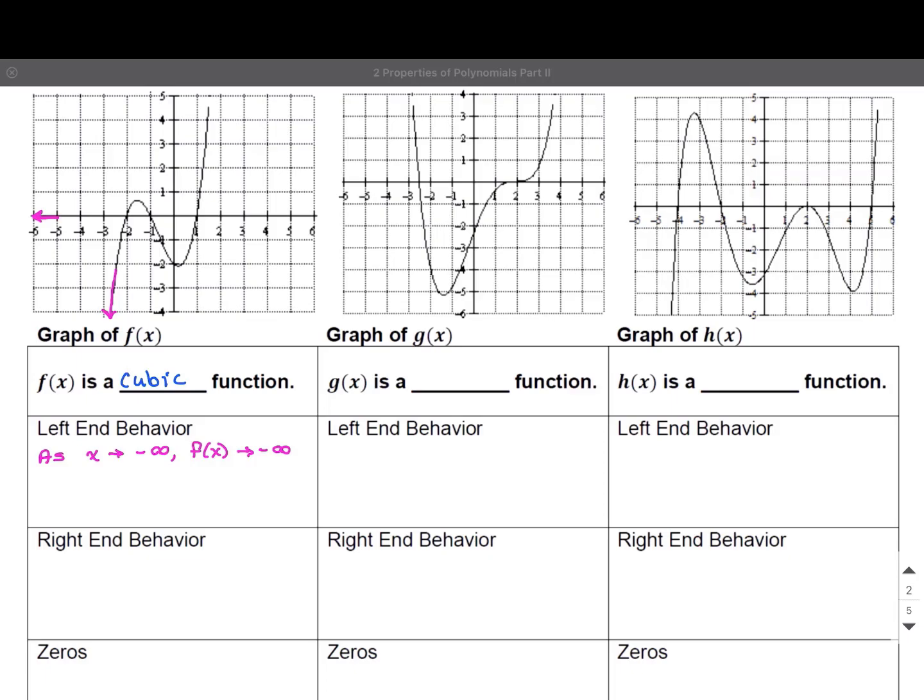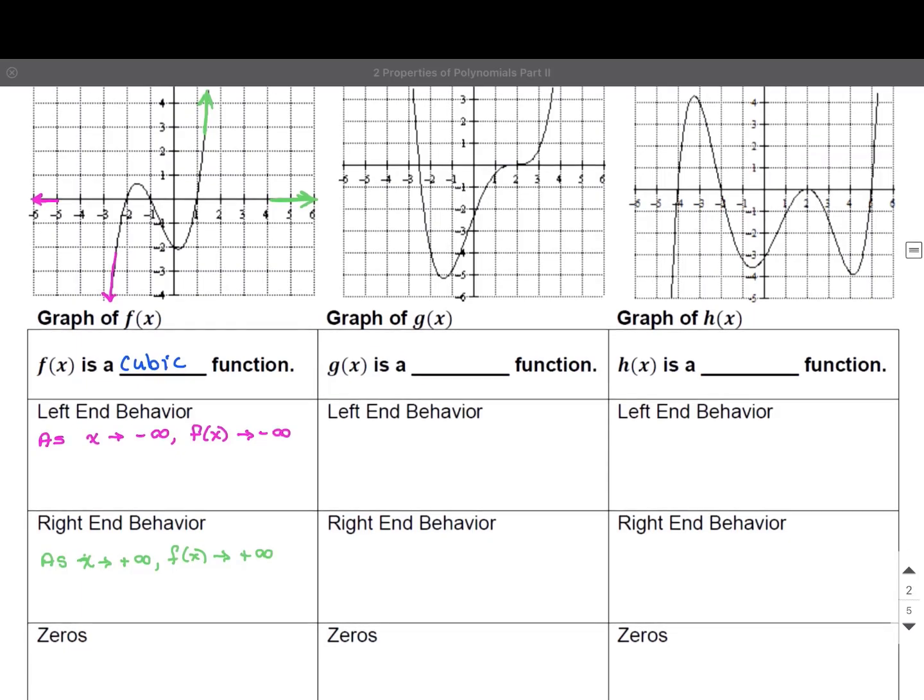Let's take a look at our right end behavior. The right end behavior is as we go off the graph to the right, as the x's increase without bounds, so the x's we say head to positive infinity. What happens to our function values? Well, our function seems to be rising as we move to the right, so we say that f of x is headed to positive infinity. Now, positive infinity is not a number, remember. That just means that our function is rising without bound.